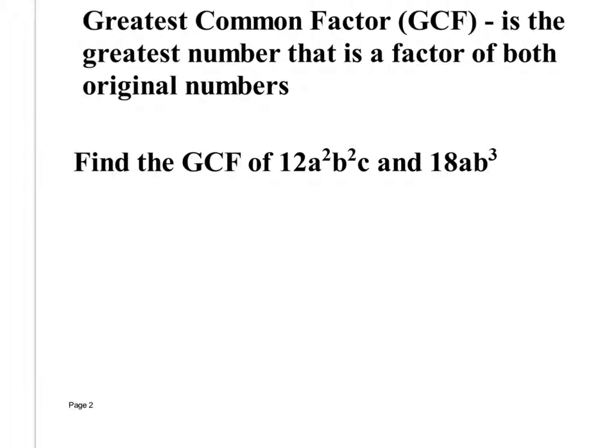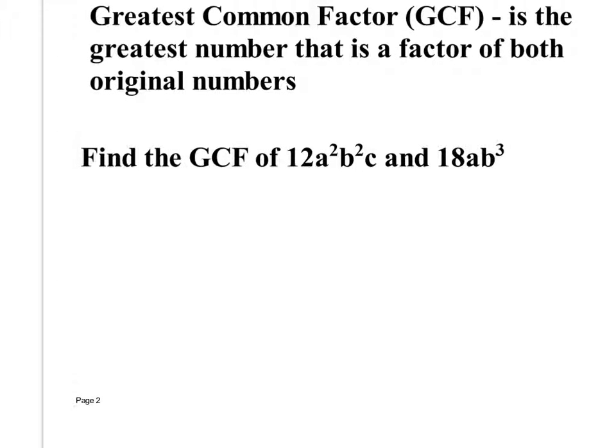Greatest common factor just means the greatest number that is a factor of both of the numbers they're working with here. They want the greatest common factor of 12a squared b squared c and 18ab cubed. To get in the habit of this, just like we did on the other ones, break up 12a squared b squared c into all the terms you can think of. So 12 you could break into 4 and 3, which 4 would break into 2 and 2. And then 2 a's, 2 b's, and a c.